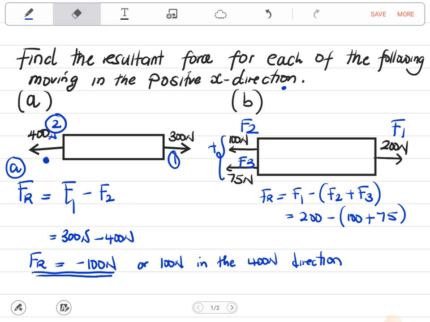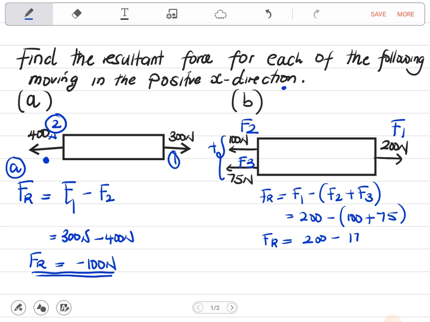I hope you've copied that. We'll say FR, which is the resultant force, is 200 minus what? 175. You see how now it has become? So now the resultant force will just give us what? 25 newtons. Or you can say 25 newtons in the positive x direction. Or you can say 25 newtons towards the 200 newton force, or in the direction of the 200 newton force.